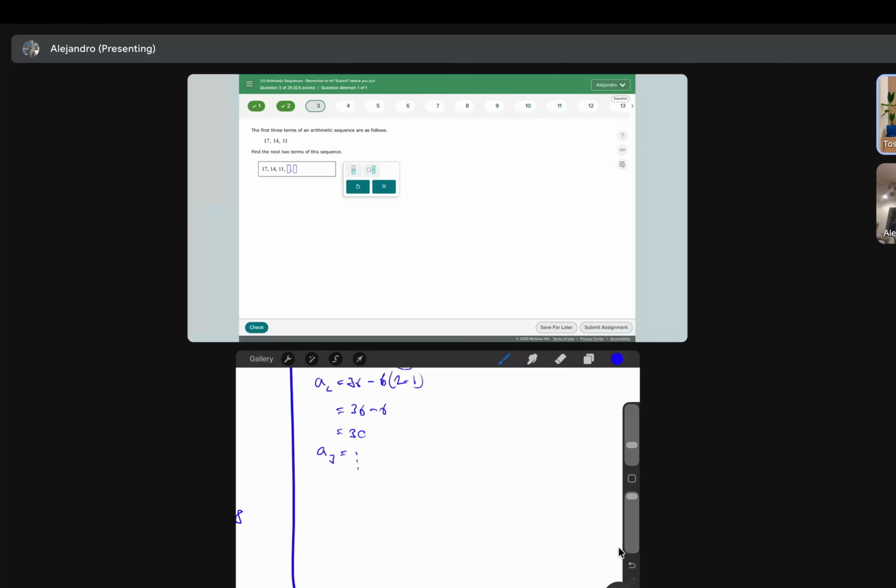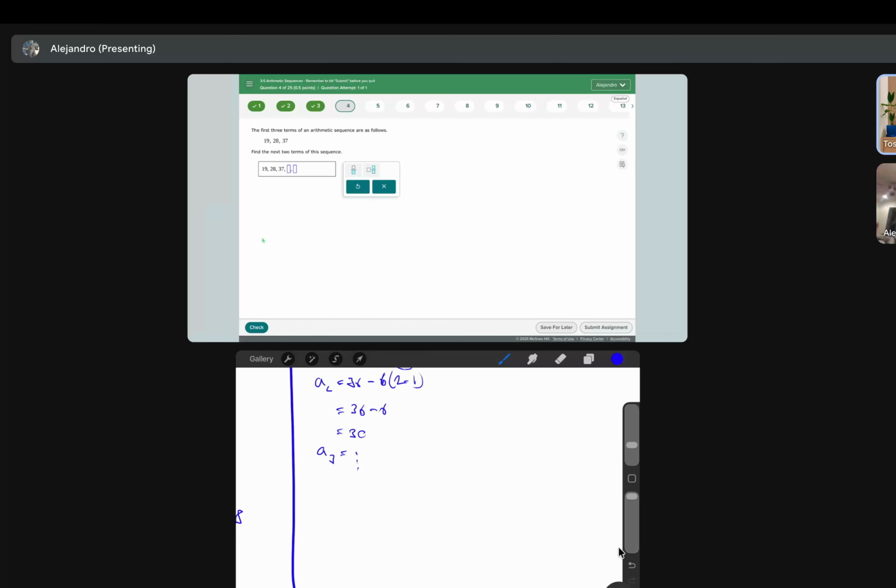Okay, this one. The first 3 terms of an arithmetic sequence are as follows, okay? You can see it. Go for it. The latter minus the prior gives you a -3. Therefore, you can add that to the next one. Is that okay? 11 plus -3 is 8. 8 plus -3 is 5. There you go. Good job.